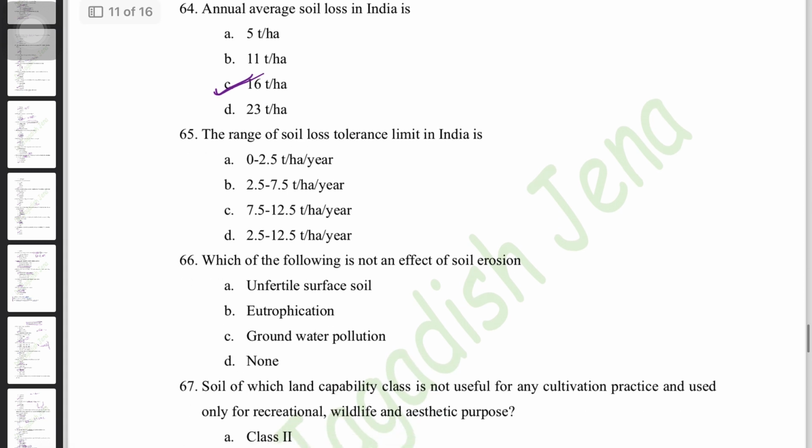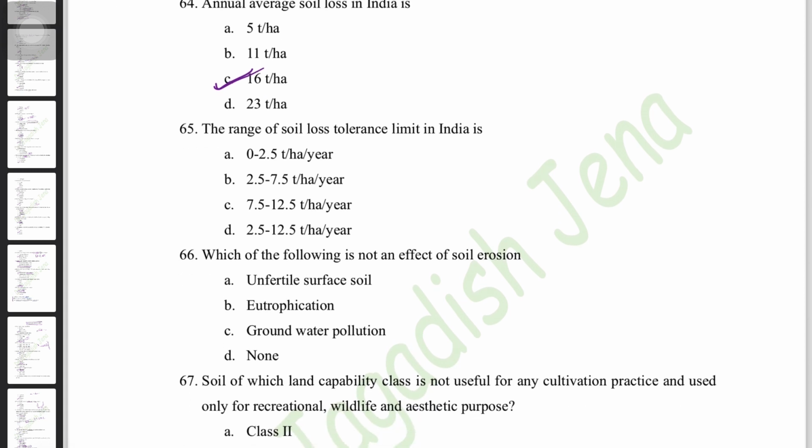Next question, the range of soil loss tolerance limit in India is 2.5 to 12.5 ton per hectare per year. Actually, the soil loss tolerance limit varies from place to place and from soil condition to soil condition. So there is a range, that is 2.5 to 12.5 ton per hectare per year.